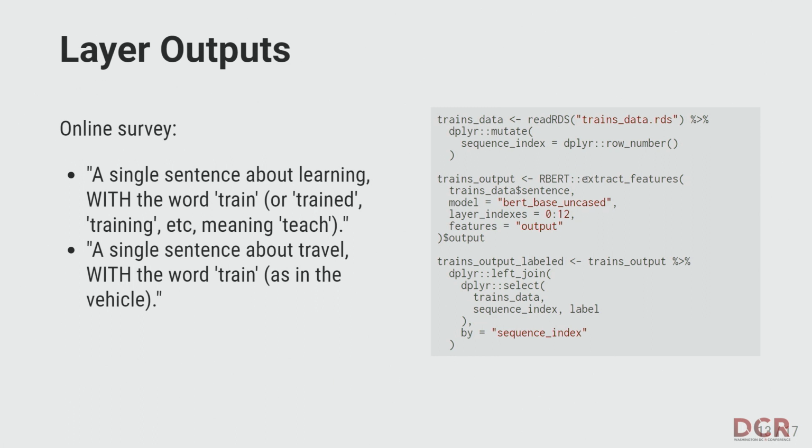I've got some code there. Again, we can extract the features. We're saying we want the output. Here we're going to start at layer 0, which is just the input embeddings that it gives before it does any travel through the neural network. And then I tie the labels back to that output.